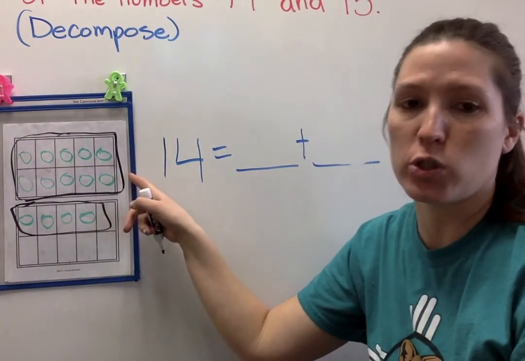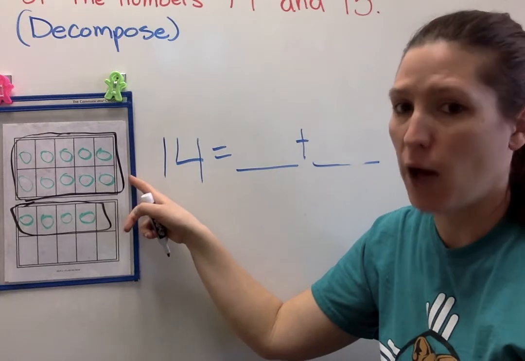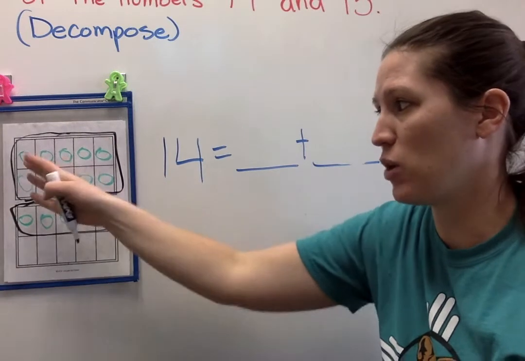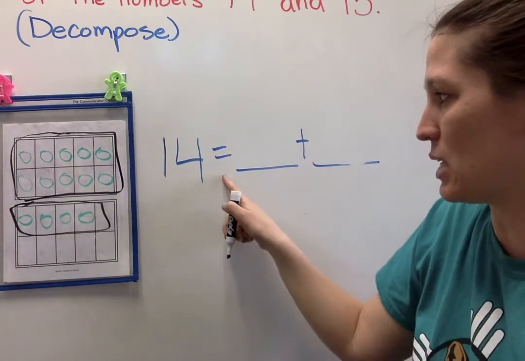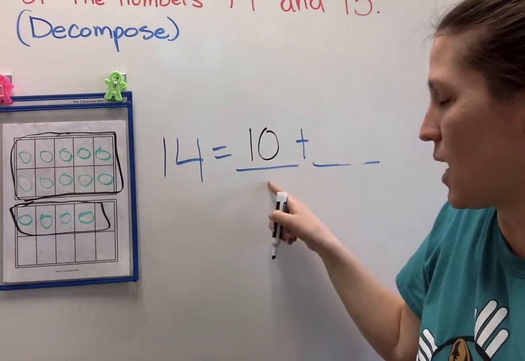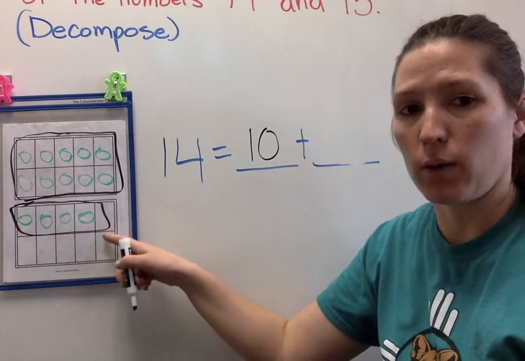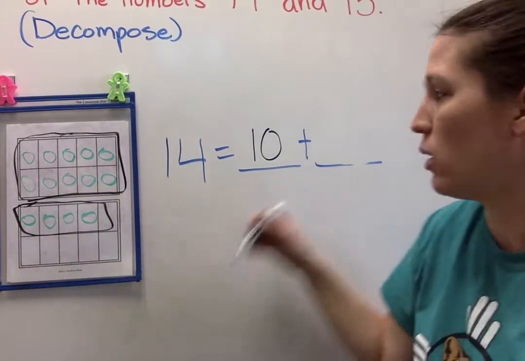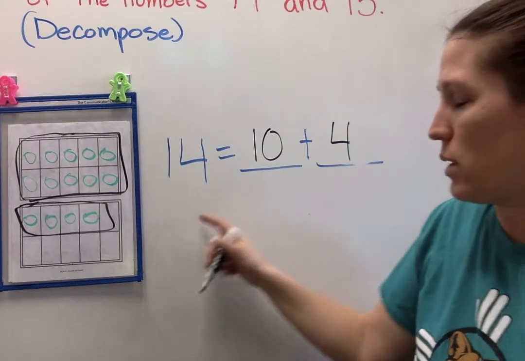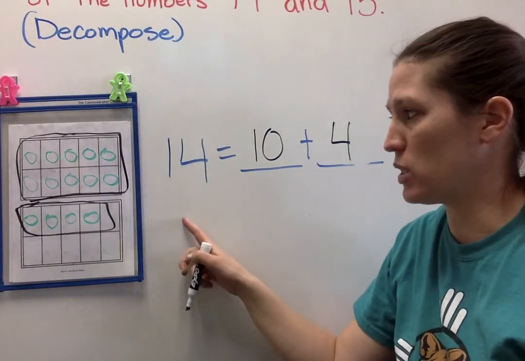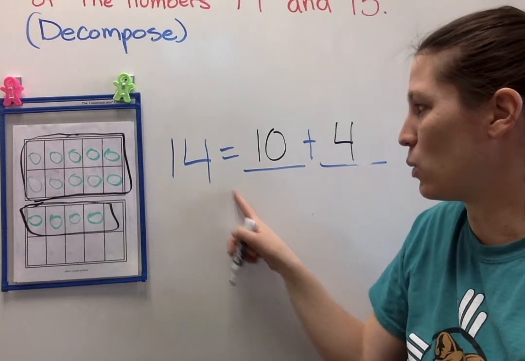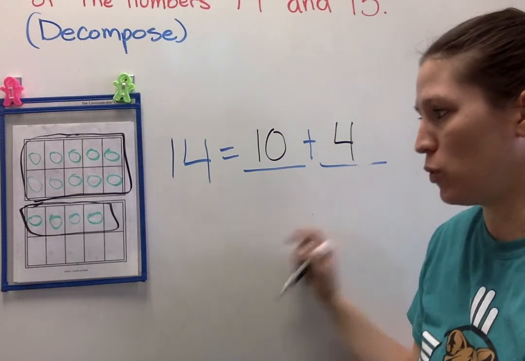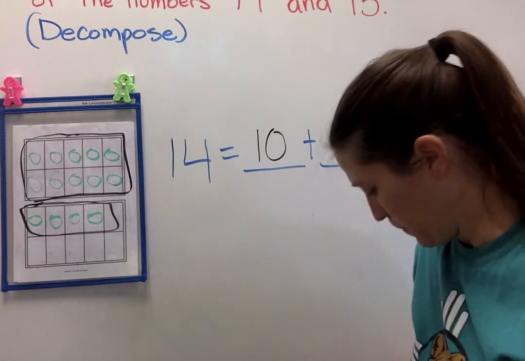How many are in our first group? 10. How do you know? I know it's 10 because I counted them. I know it's 10 because it's a 10 frame and it's full. So that's my first group. 14 equals my first part, 10, plus my second part, or my second group. How many are in my next group? 1, 2, 3, 4. 4 are in the next group. We can decompose 14 by 14 equals 10 plus 4. This group of 10 comes from the 10 frame that's full. This group of 4 comes from the second 10 frame that's not full.